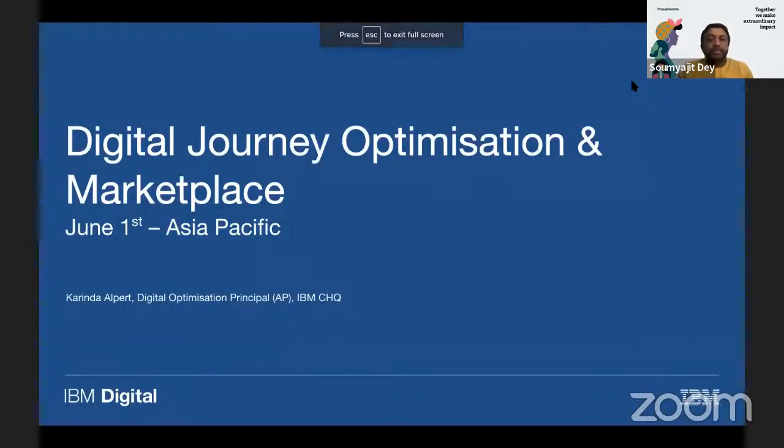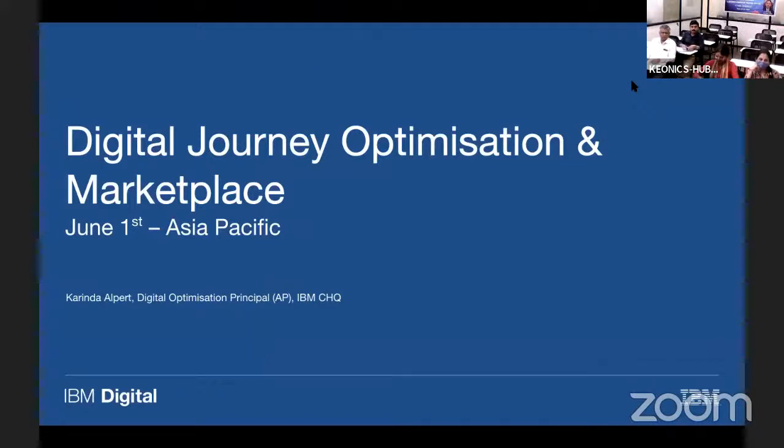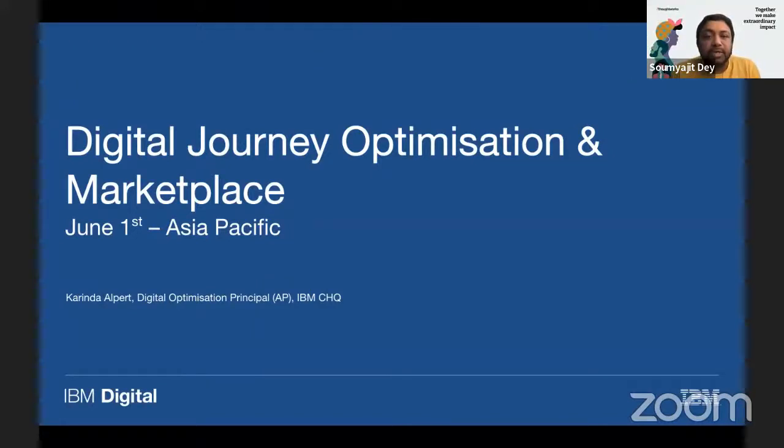Right. So as I said, this project was done 6 years back. Hence, you will see a lot of the data is old, but it will give you an idea as to how it was done, right? So they called it the digital journey optimization and the marketplace. I just told you what a marketplace is, right? And what a marketplace is for IBM.